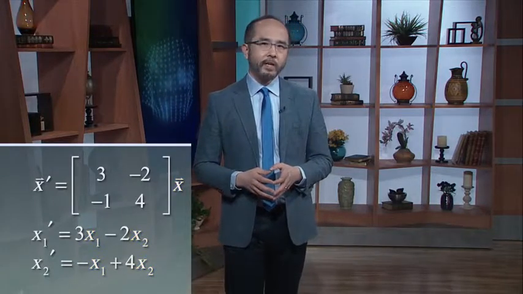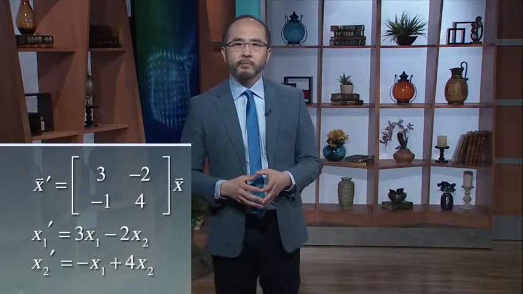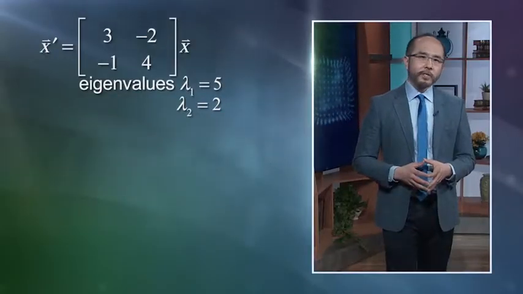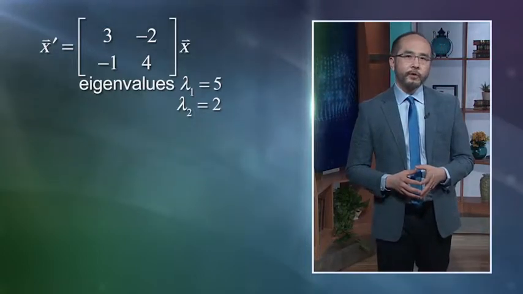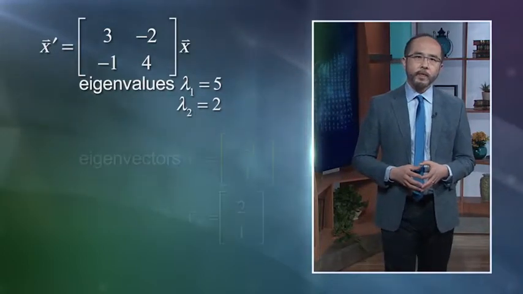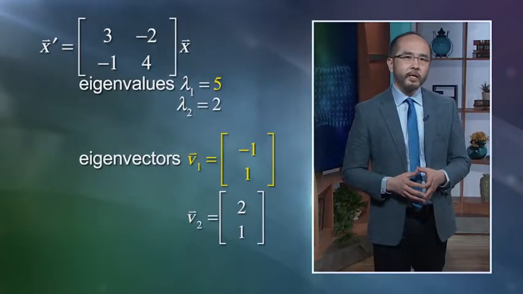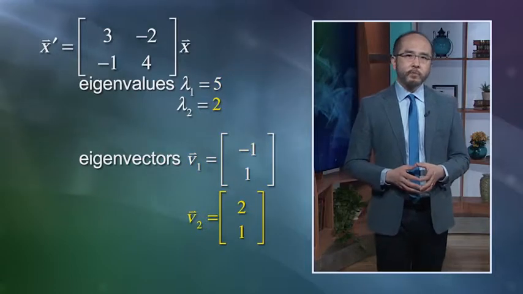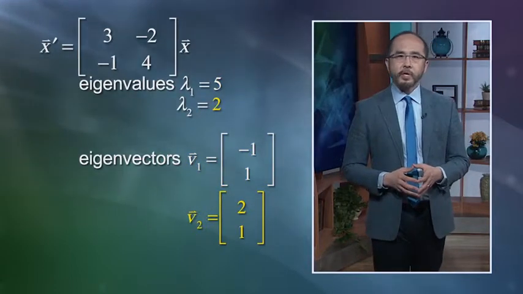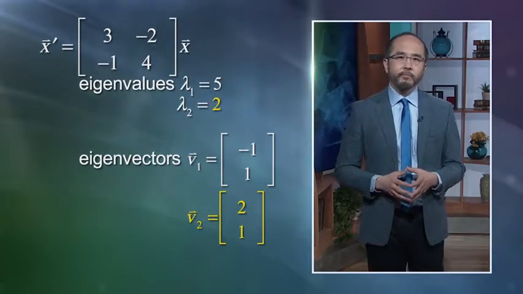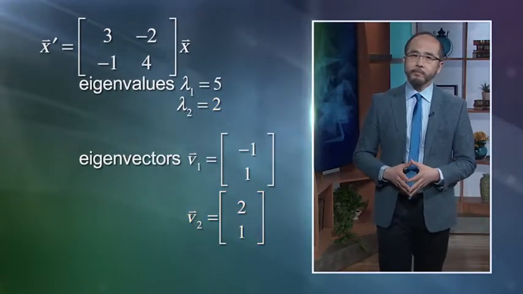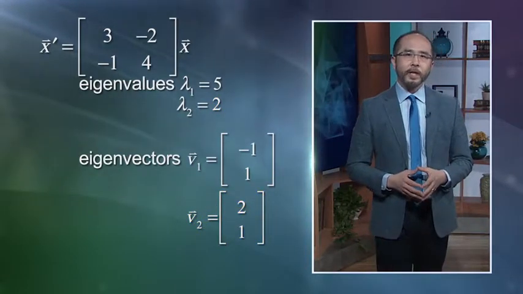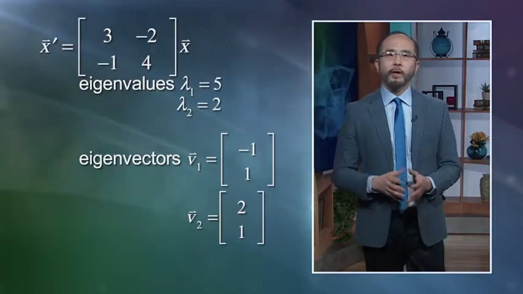The matrix A has entries 3, minus 2, minus 1, and 4, and these are just the coefficients from our model. You can check that the matrix A has eigenvalues 5 and 2. An eigenvector corresponding to 5 happens to be minus 1, 1. An eigenvector corresponding to 2 happens to be 2, 1. Do these have any meaning for us? To investigate, let's look at a system of differential equations more generally.